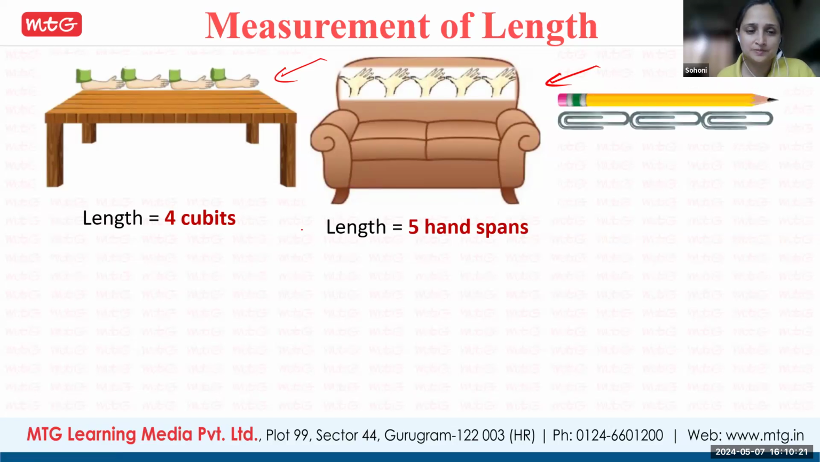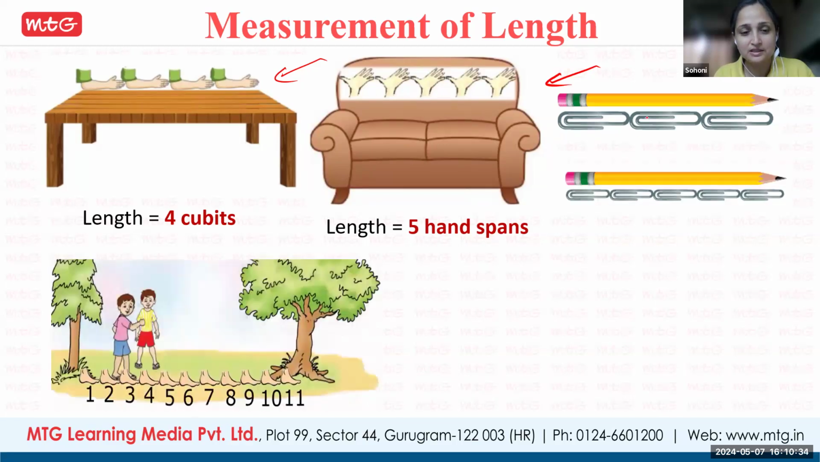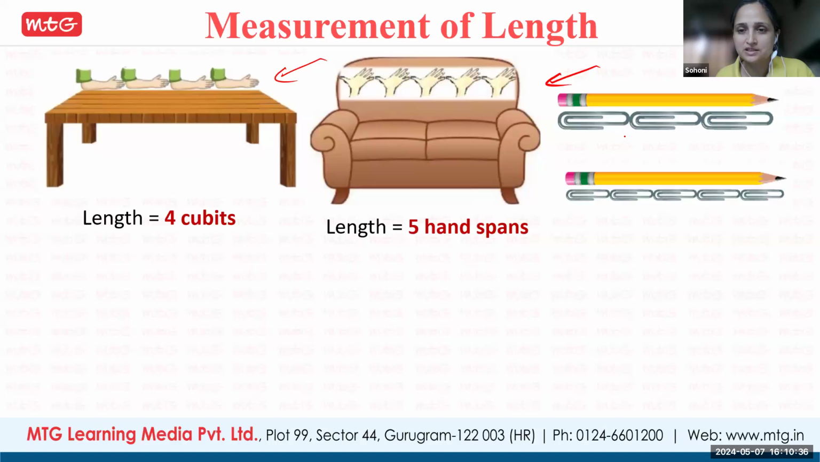Length of the pencil? It's 3 paper clips. And this one is 5 paper clips. So this one is 3 and this one is 5. But the pencil is the same. The pencil is the same, but the lengths are different because we are using different sizes of paper clip.